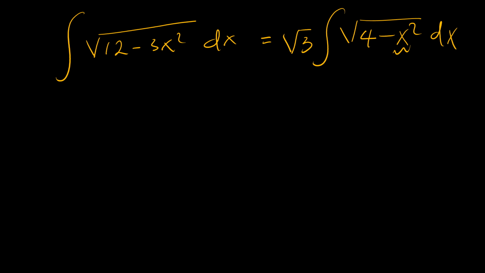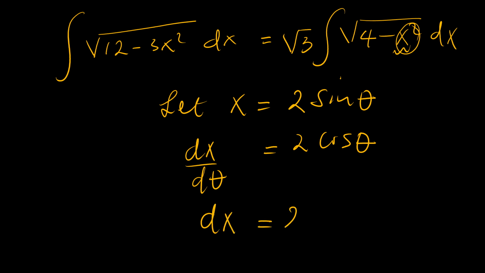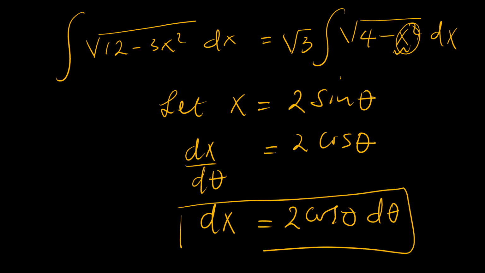I would like to substitute this with x equal to 2 sine theta. And what that means is that dx d theta would be equal to 2 cos theta, right? And therefore dx could be substituted with 2 cosine theta d theta. So this is an important evolutionary step that we've gotten ourselves to.